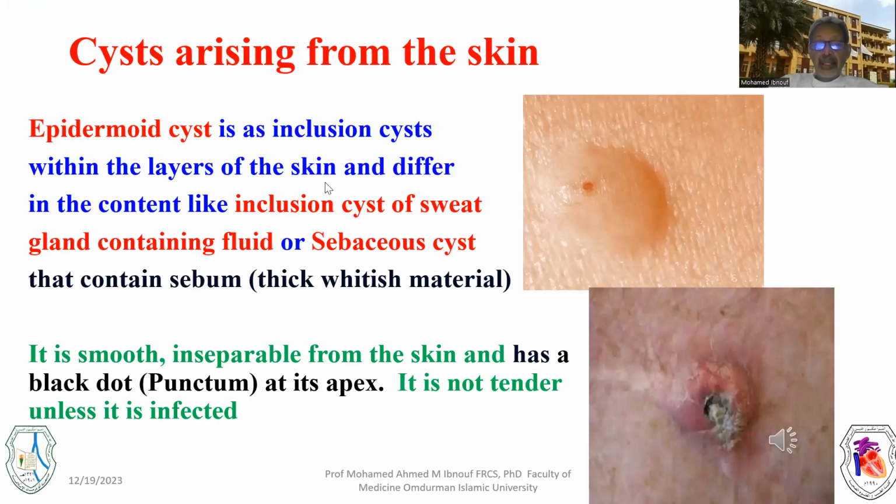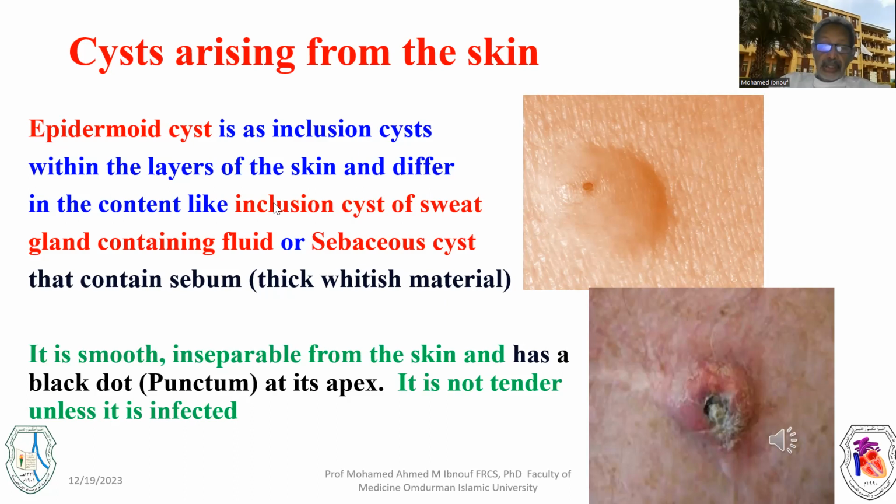First, the cysts in the skin layers, like the epidermoid cyst. Epidermoid cyst is an occlusion cyst. It arises inside the layers of the skin, and usually it is different in contents. It is not behind the skin. You cannot separate the skin, you cannot grip the skin over it.